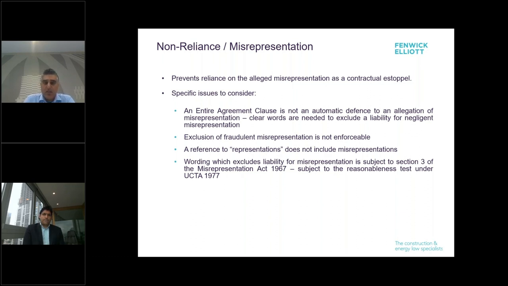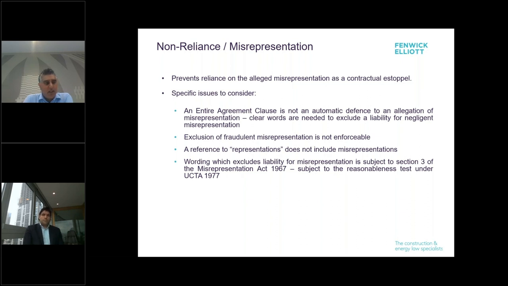Entire agreement clauses often include terms limiting liability for misrepresentation, but tend to preserve liability for fraudulent misrepresentation. That's because under law, you cannot limit your liability or exclude your liability for fraud, and therefore fraudulent misrepresentation is different to an innocent misrepresentation.